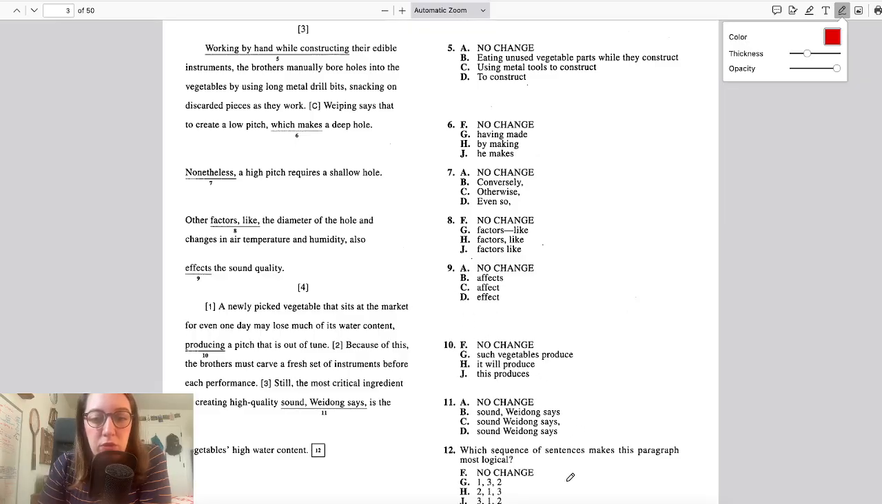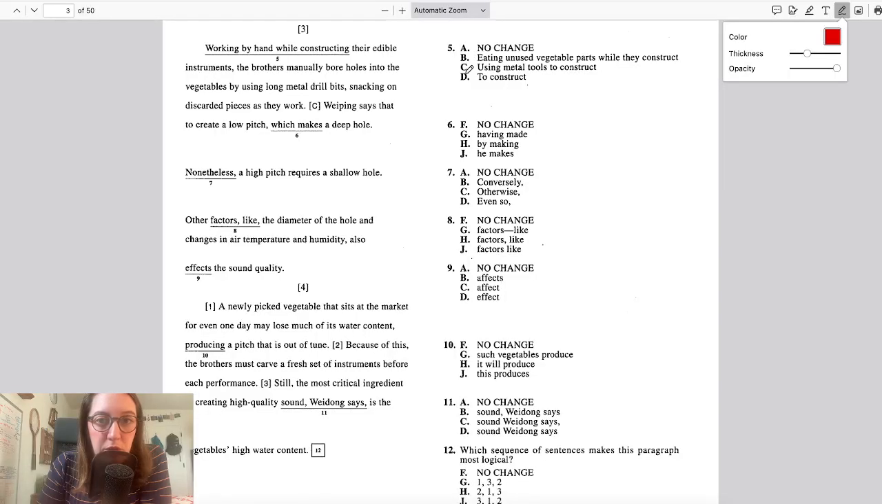So this type of question is called a concision and precision question. For example, it's going to give you a lot of answer choices like A, no change, which has this redundancy here. B is very similar: eating unused vegetable parts while they construct. This is not grammatically incorrect, but it is unnecessarily long and contains information that you don't need to have this sentence be successful.